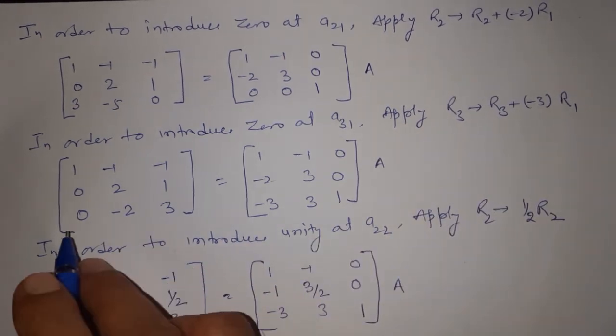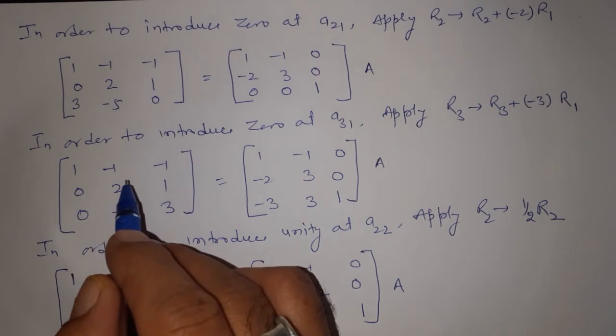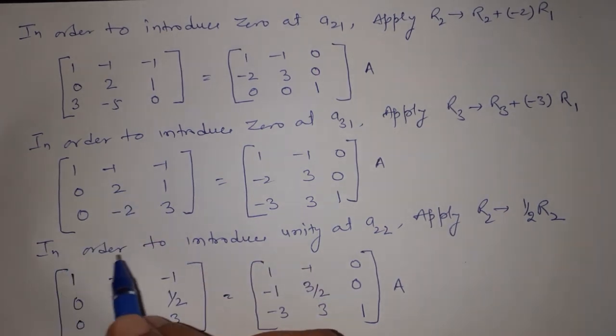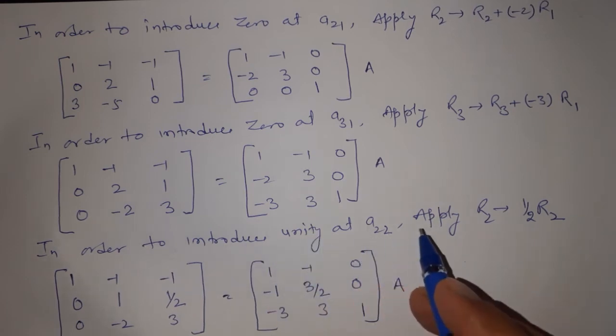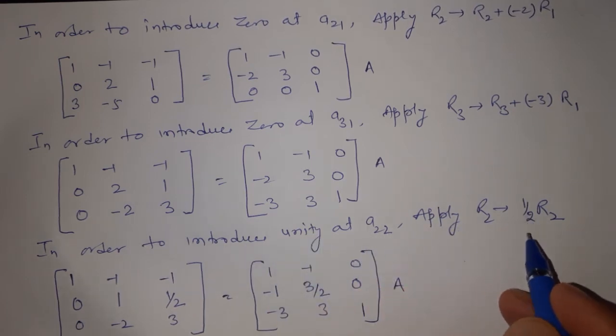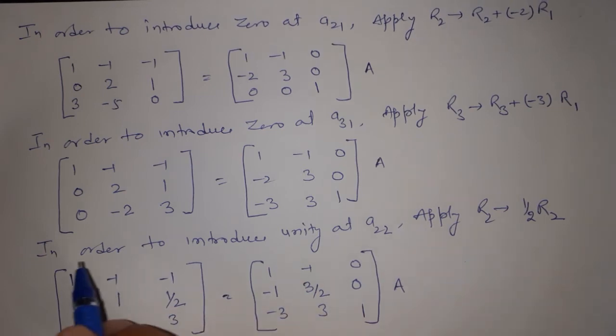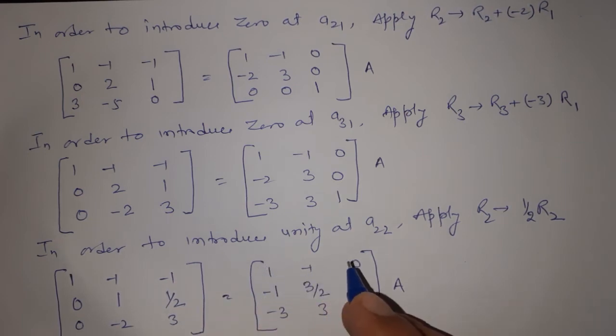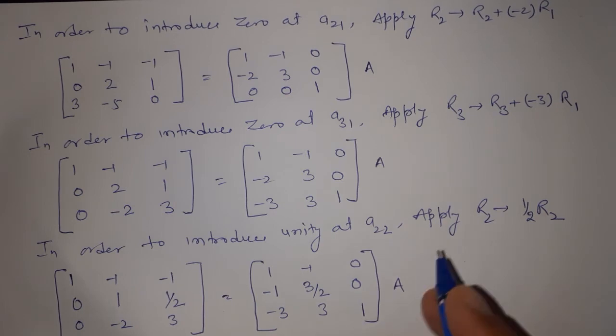Now, my next objective is to introduce unity at this position, A22. In order to introduce unity at A22, we have to apply R2 tends to 1 by 2 times of R2. That means R2 is going to change. So R1 remains the same: 1, minus 1, minus 1, 0, minus 2, 3. Here 1, minus 1, 0, minus 3, 3, 1. Now we're going to change R2.